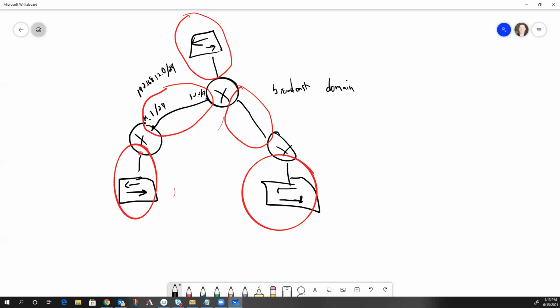Correct. And so everything down here has to be on the same network. Everything here is on the same. Everything inside of here is on the same, and everything here will be on the same network. Okay, I understand it.